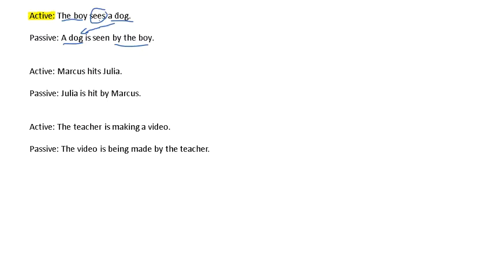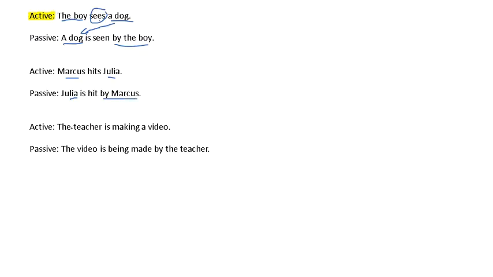So consider this next one. Marcus hits Julia. Notice the active verb hits has a regular subject and then Julia. But to turn it into the passive, Julia becomes the new subject. She was the direct object. Julia becomes your subject, the verb is turned into passive, and Julia, as the subject, receives the action of the verb. And then by Marcus, again, you have to have an expression of agency.